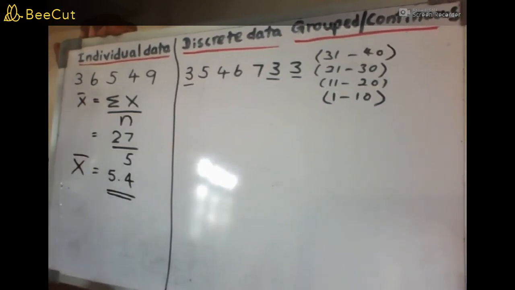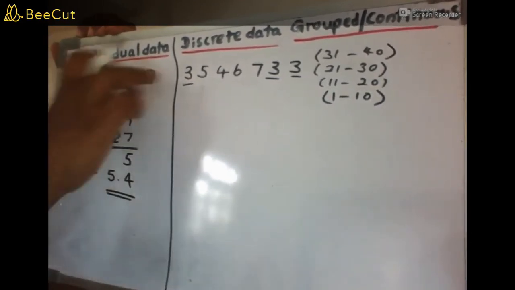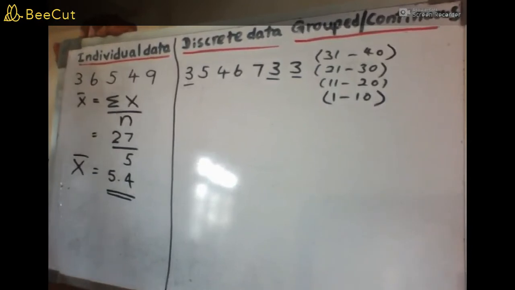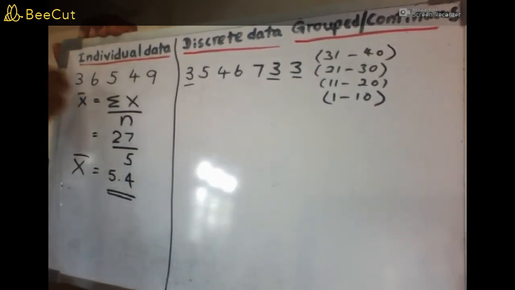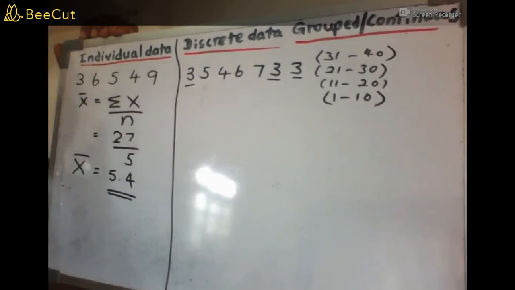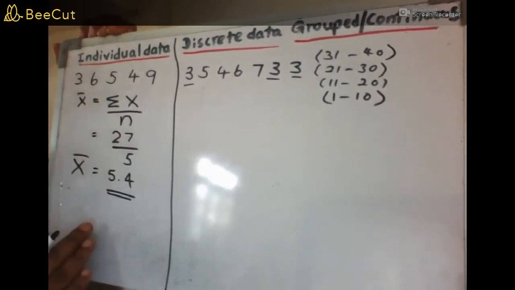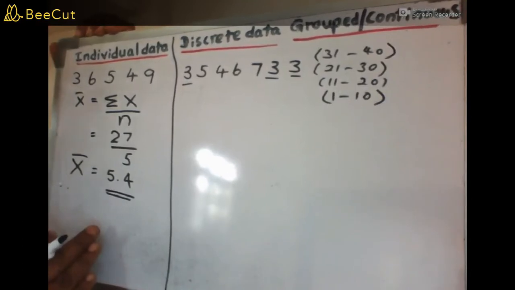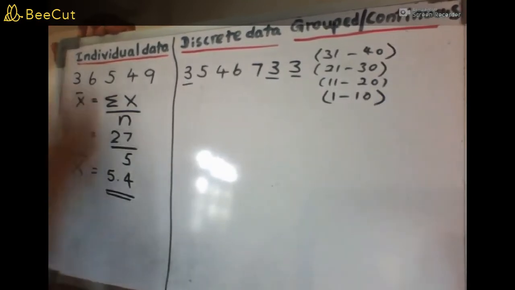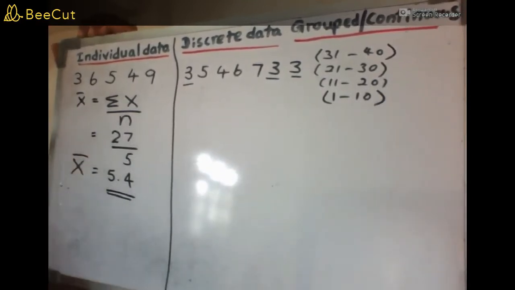At the exam, if you are given a series of marks like this, it's better if you arrange it in ascending or descending order and get the value. There's no difference for the mean, but if you find the median, you'll have to arrange. That's the way to get x bar.